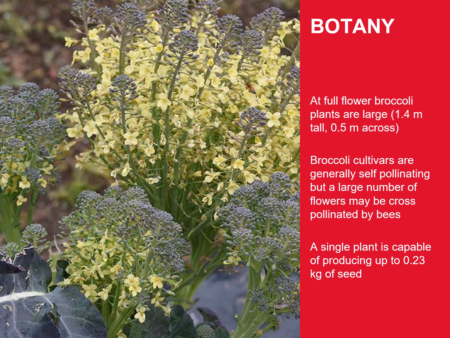At full flower, broccoli plants can be quite large, about 1.4 meters tall and around half a meter across. Broccoli cultivars are generally self-pollinating, but a large number of flowers may be cross-pollinated by insects such as bees. A single plant is capable of producing up to about 230 grams of seed.